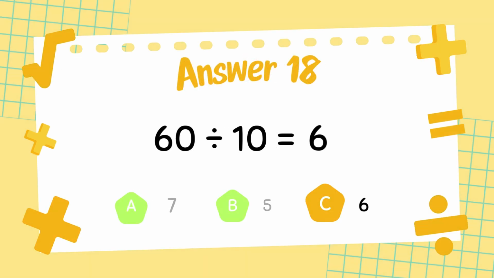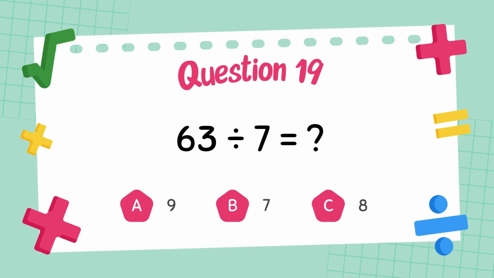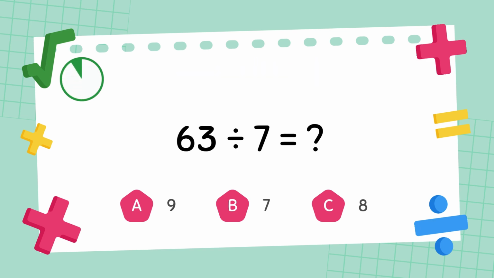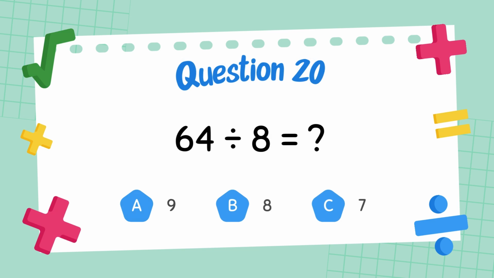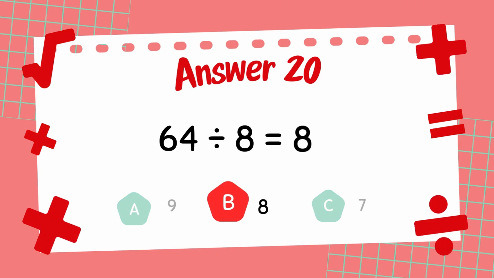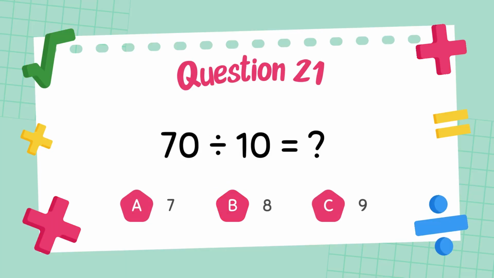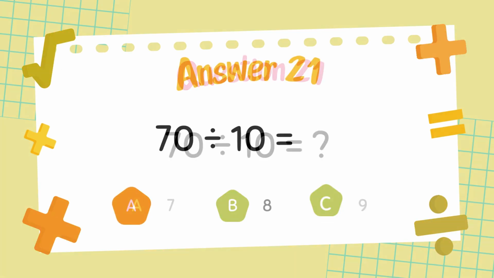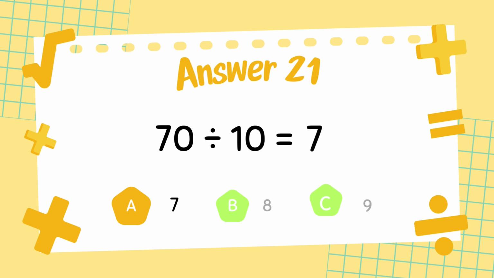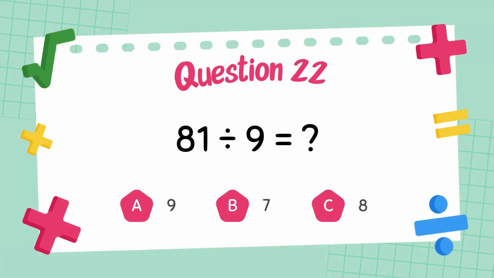The answer is 6. What is 63 divided by 7? The answer is 9. What is 64 divided by 8? The answer is 8. What is 70 divided by 10? The answer is 7. What is 81 divided by 9?